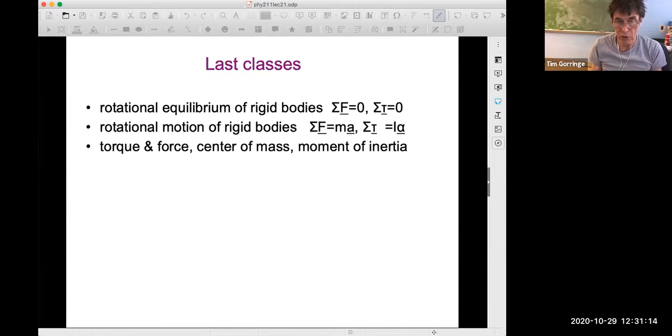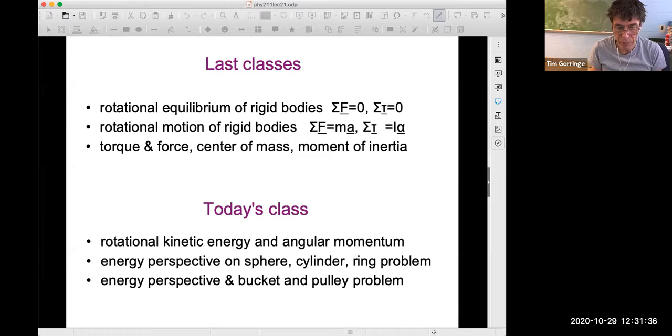And to explore those things, the rigid body equilibrium, the rigid body motion, we introduced torques and their relationships to forces. We introduced center of mass and moment of inertia in the description of rigid bodies. So that's been the past few classes.